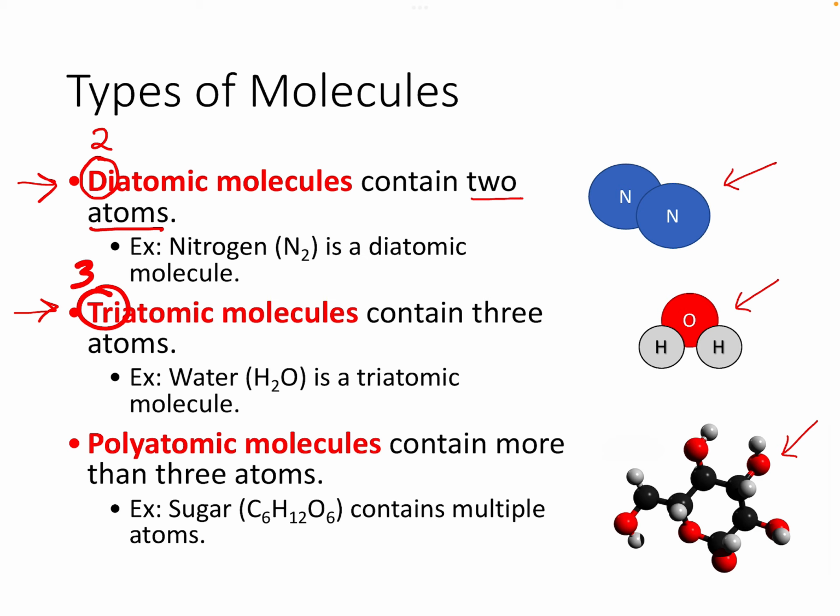So sugar contains multiple atoms, right? It has a lot of atoms in it. We just call this a polyatomic molecule because it has more than 3 atoms. So poly just means many. So again, another way to describe molecules if you want to be very specific about how many atoms are in that molecule.